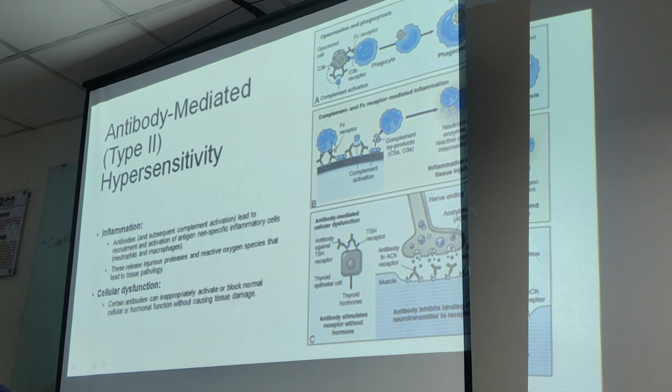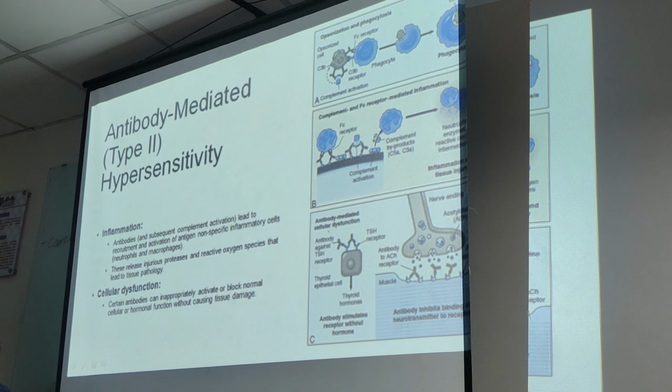The other effect of antibodies binding to cells or antigens would be inflammation. Antibodies can lead to recruitment and activation of antigen non-specific inflammatory cells. So these release proteases and reactive oxygen species that lead to tissue pathology. Then there's cellular dysfunction, so certain antibodies can inappropriately activate or block normal cellular or hormonal function without causing tissue damage. This cellular dysfunction is an example seen in diseases like Graves' disease.